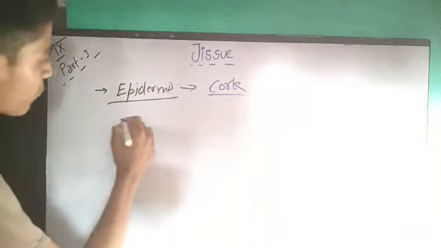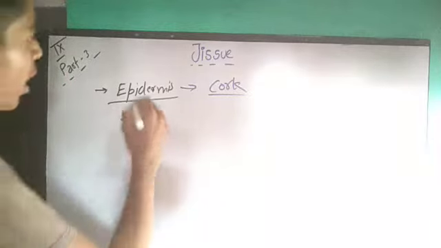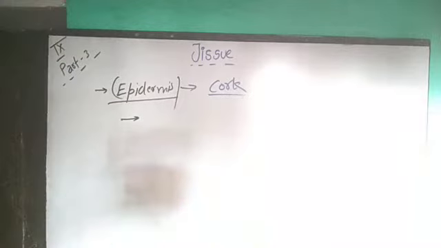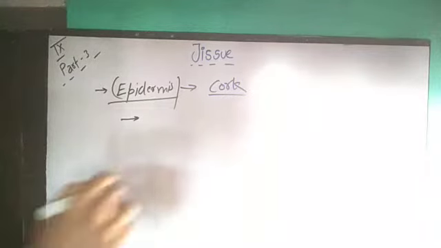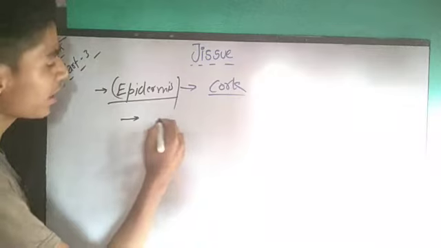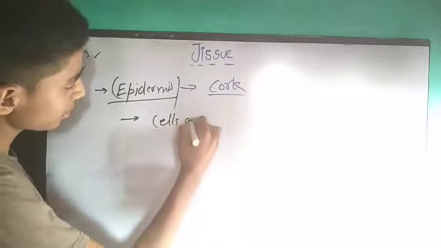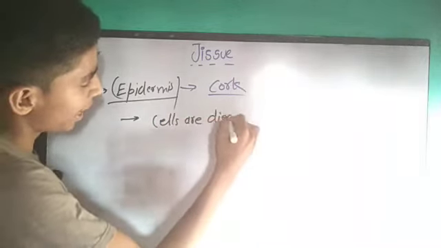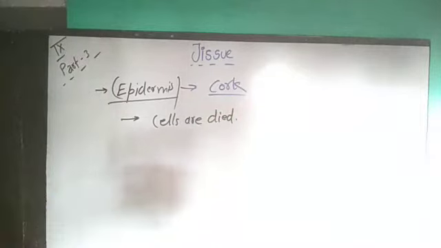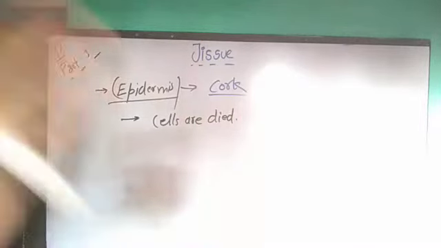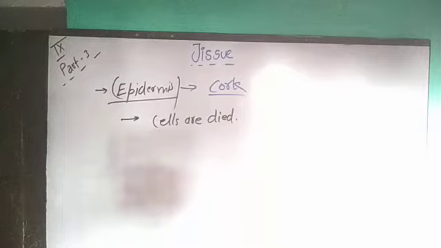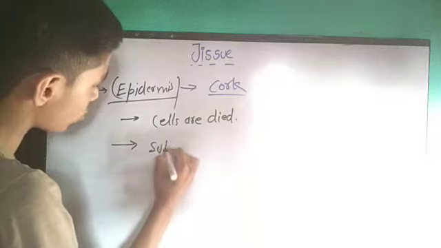And even the structure of cork is totally different from that of the epidermis, because after attaining certain age, the epidermal cells die. Whenever they die, they change into cork cells. So the cells are dead, and they do not contain any small tiny pore also. They are totally filled, and they contain another material which is known as suberin.